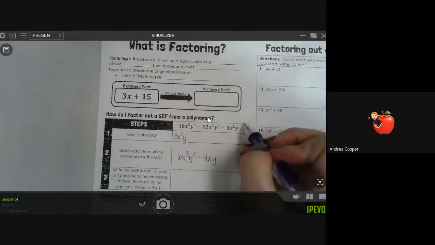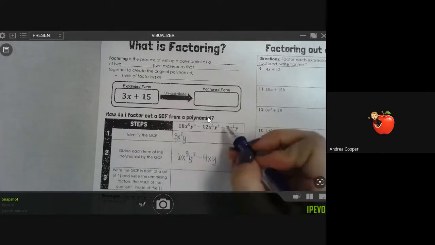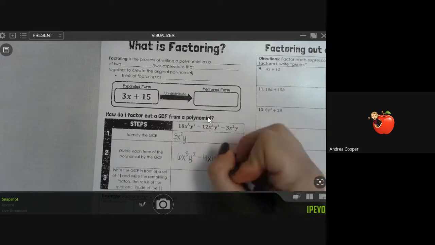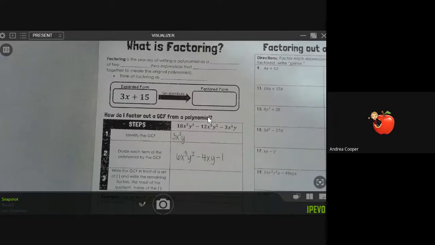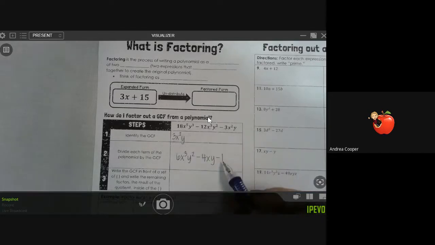Okay, last term, divide by the GCF. Negative 3 divided by 3 is a negative 1. Don't forget to write that down. Okay, Anthony, I'm going to keep going over the exponents, so it'll make sense. Just let me get through this one. I promise I'm going to do lots of them. Negative 3 divided by 3 is negative 1.